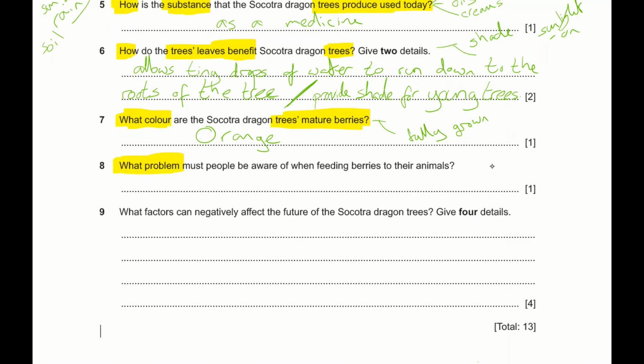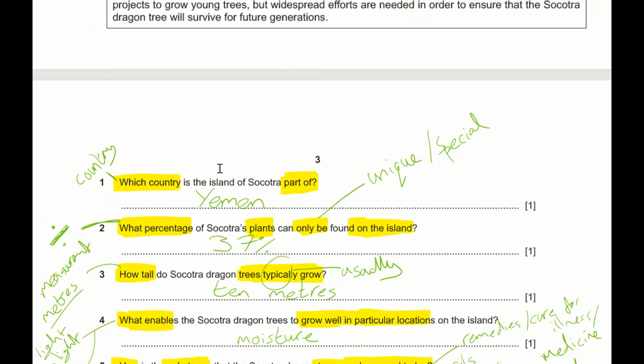So, problems when feeding berries to animals. What problems could occur when you feed berries to an animal? I don't know, they get sick, maybe they could die. Maybe it could have side effects. Let's leave it at that. So they get sick, have side effects, they could die perhaps. Let's go up to the text.